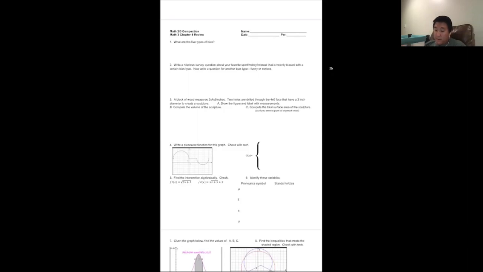A block of wood measured 2 by 4 by 6, 2 holes drilled into the 4 by 6 base of 2 inches diameter. Create the sculpture. Draw a figure. Compute the volume of the sculpture. I think you can skip this one. Skip. We did that last test. Skip.